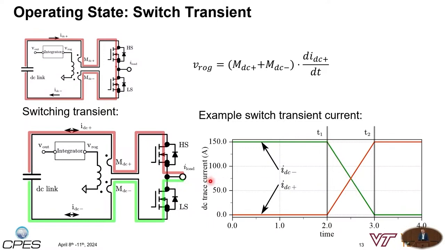What happens then, as the load is usually connected to an inductor, is that the load current is constant.